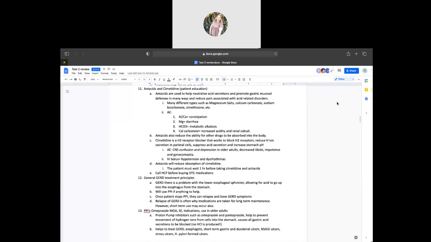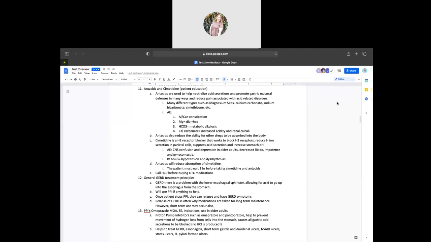Now, when we take antacids and clonidine together, it can reduce the absorption of clonidine. Antacids reduce the ability of many drugs to be absorbed in the body. So because of this, we need to make sure that we educate our patient to wait 1 hour before taking clonidine and antacids. And we should always call the provider before buying over-the-counters because we want to make sure that these reactions don't occur.